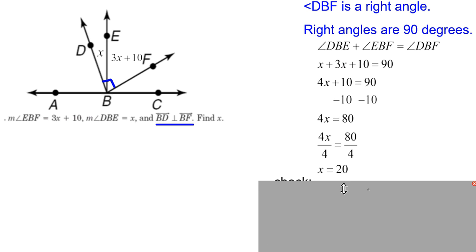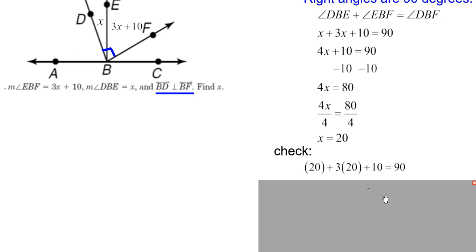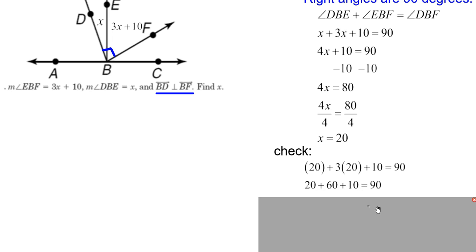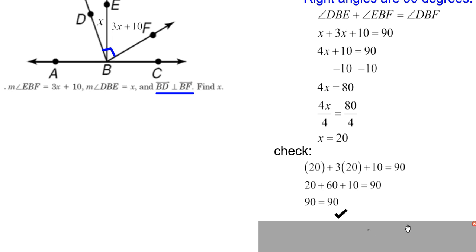Well, let's check and make sure this really is the right value of x. So we're going to substitute it back into the original equation, each place that x is. So we've got this. Okay, so we're going to have 20 and 60 and 10. That gives us back our 90. We know we're on target.